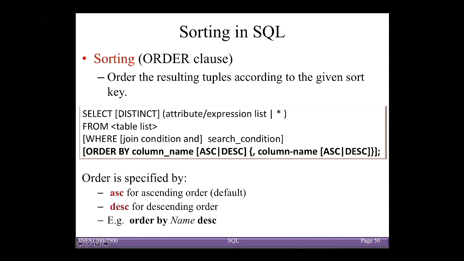So far we had select from where. You can add order by after your where, and this is going to be order by, the column name that you want to order by, and you can then say ascending or descending. Ascending is for ascending order, which is the default if you don't mention anything. Descending will be for descending order.